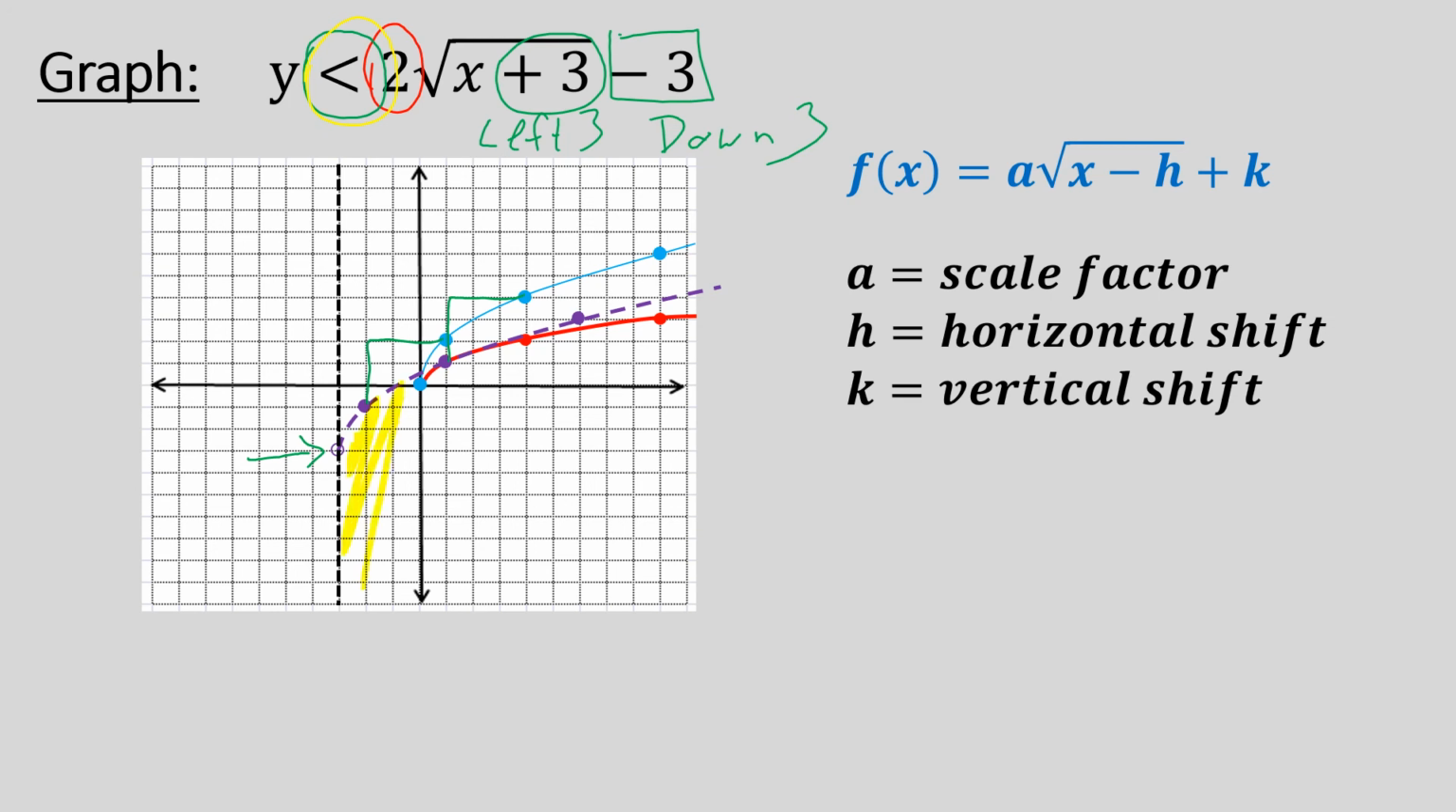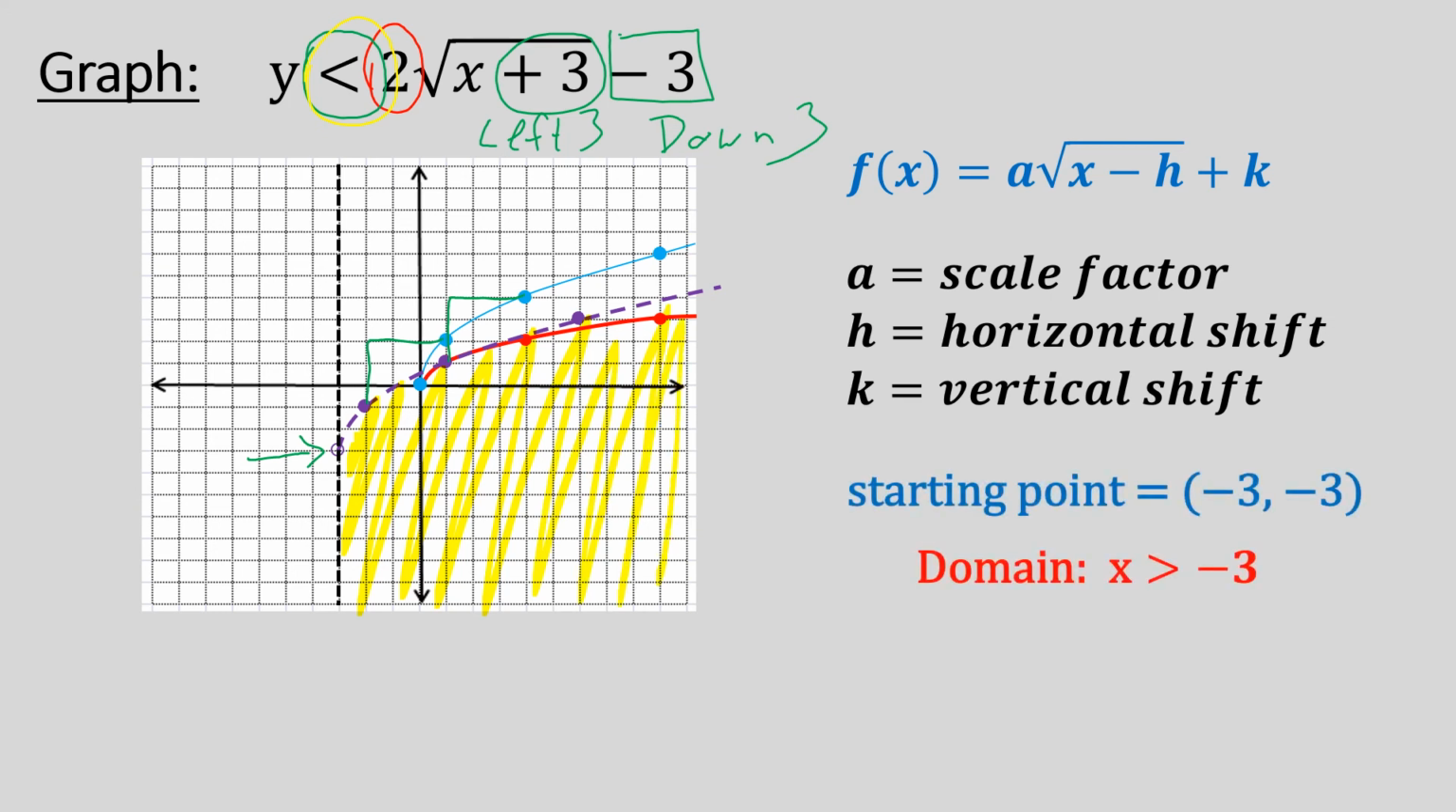And we don't want to shade anything to the left of our dotted line because the domain begins where the graph begins. Okay, so the domain starts at -3 and it moves to the right. This starting point, -3, -3, comes from the opposite of this. Same for that one, and that is that point right there.